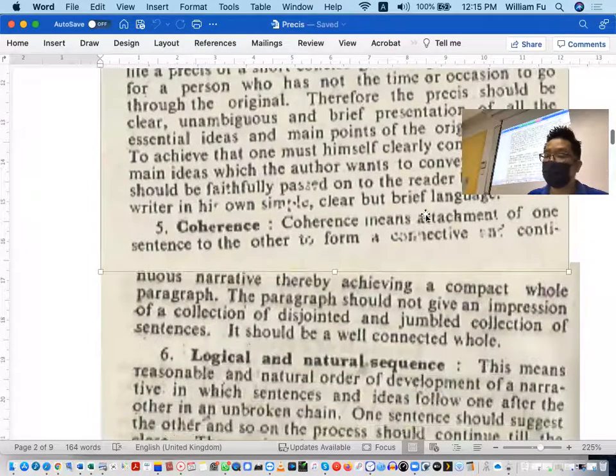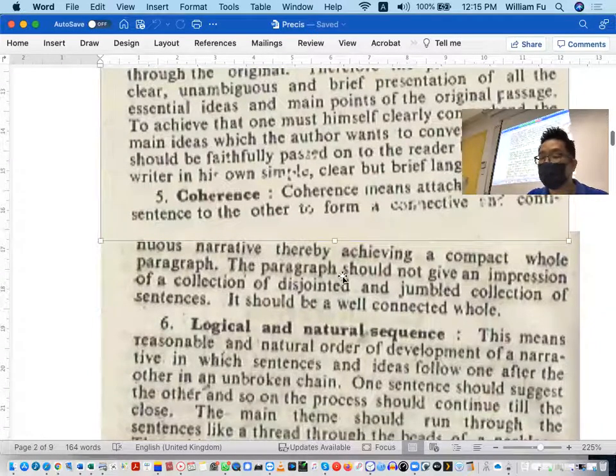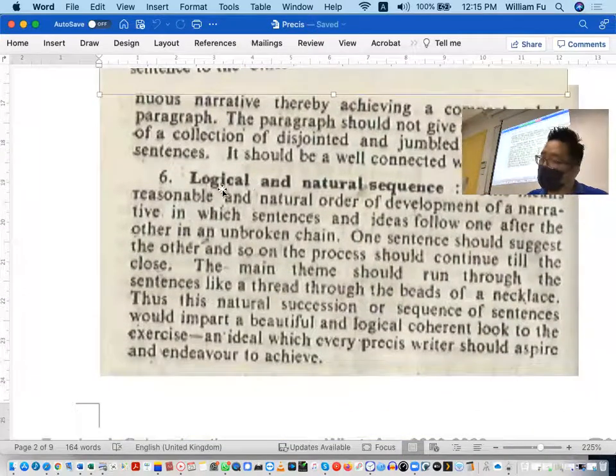Coherence means attachment of one sentence to the other to form a connective and continuous narrative, thereby achieving a compact whole paragraph. The paragraph should not give an impression of a collection of disjointed sentences. What is disjointed? Just not connected and jumbled together. It should be a well-connected whole. Also, the last aspect, logical and natural sequence. This means a reasonable and natural order of development of a narrative in which sentences and ideas follow one after the other in an unbroken chain. One sentence should suggest the other, and so on. The process should continue till the close. The main theme should run through the sentences like a thread through the beads of a necklace.